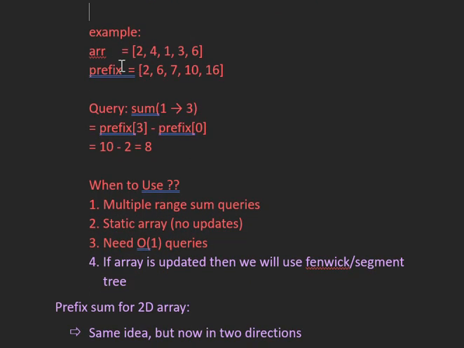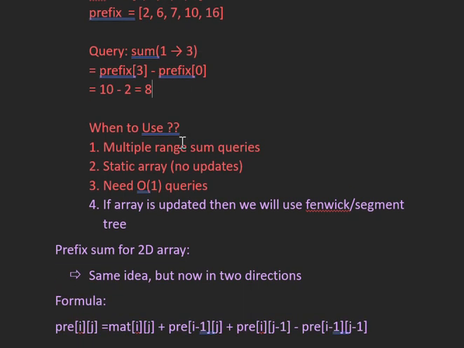Let's take another example. So this is an array, and we have calculated the prefix array, like 2 4 6 4 6 1 7 7 3 10 10 6 16. So this way we get our prefix array, and then we are given a query to find the sum from 1 to 3. So prefix of 3 stores the sum of all the elements up to 3, and prefix of 0 stores the sum of elements up to index 0. So if we take the difference, we will get the sum of all the elements from index 1 to 3.